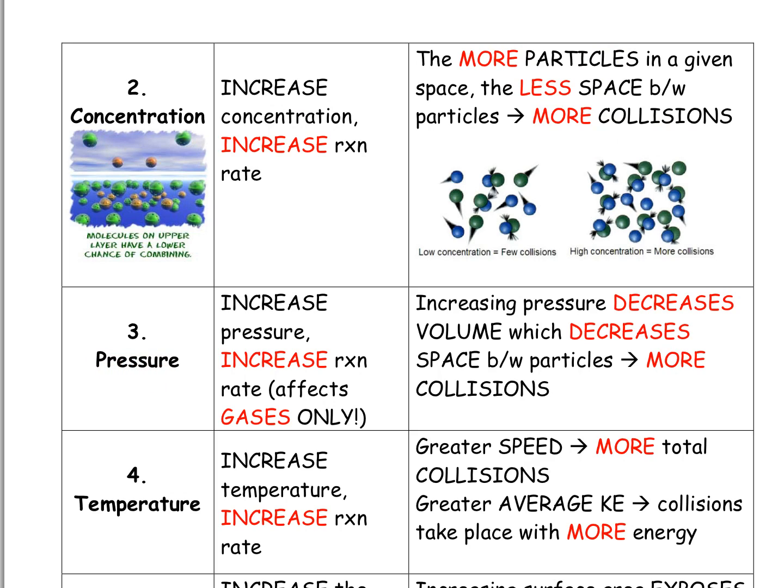Next, we have pressure. Now, this one only affects gases. But if we increase the pressure of a gas, then that'll increase the reaction rate of the gas. Why? Well, because if we increase the pressure, that's going to decrease the volume or the total space in which these particles are taking up. If we decrease the space the whole particles are taking up, that decreases the space between the particles. And if they have less room in between them, there's going to be more collisions. More collisions means more effective collisions. More effective collisions means a faster reaction rate.